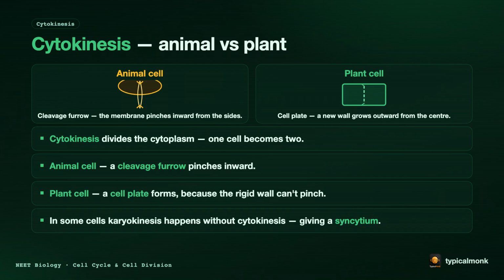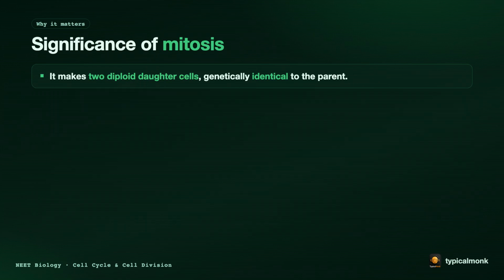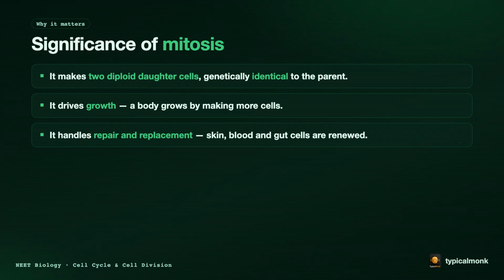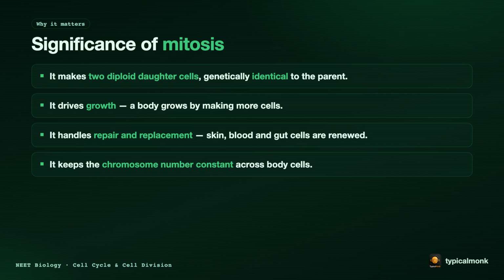In some cells, karyokinesis happens without cytokinesis. This forms a syncytium. Now, the most important question, why is mitosis needed? It makes two diploid daughter cells, genetically identical to the parent. It drives growth. The body grows by making more cells. It handles repair and replacement. Skin, blood, and gut cells are made again. And it keeps the chromosome number constant in the body's cells.